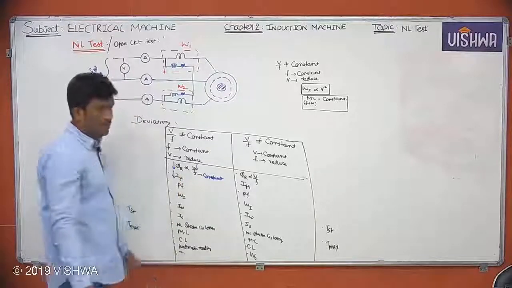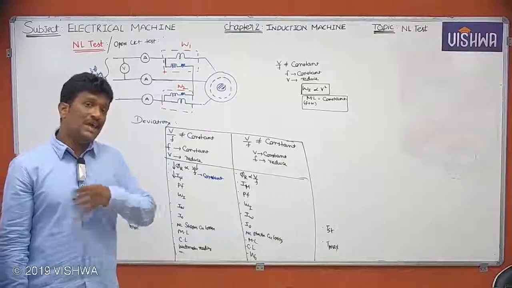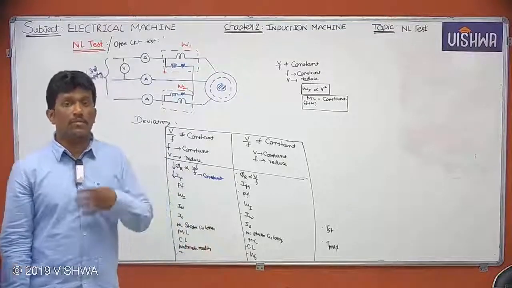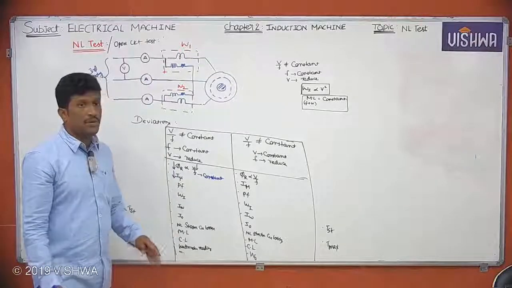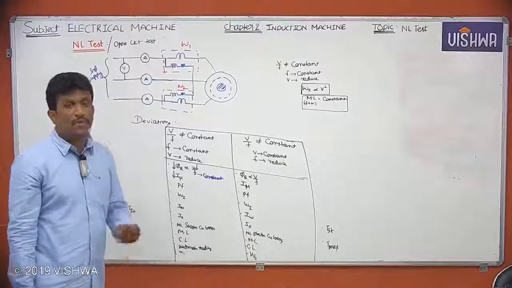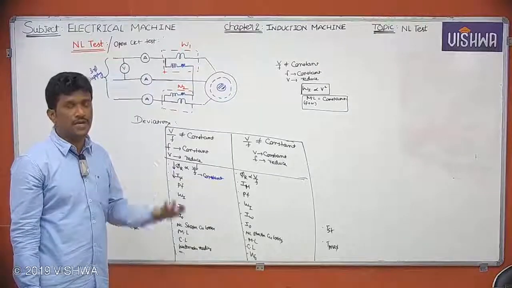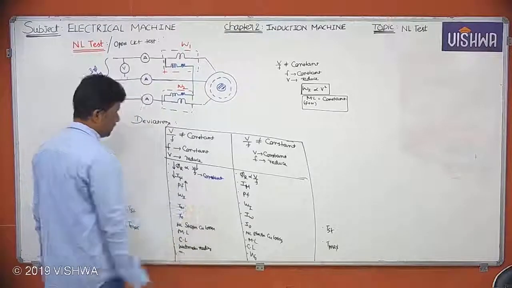If flux increases, then to meet that amount of flux the requirement of magnetizing current I mu will be more. But now flux is reduced, so the requirement of I mu will reduce. Whenever I mu is reduced, what will happen to power factor? Common sense, we explained already in the transformer. So if I mu is reduced, power factor will increase.